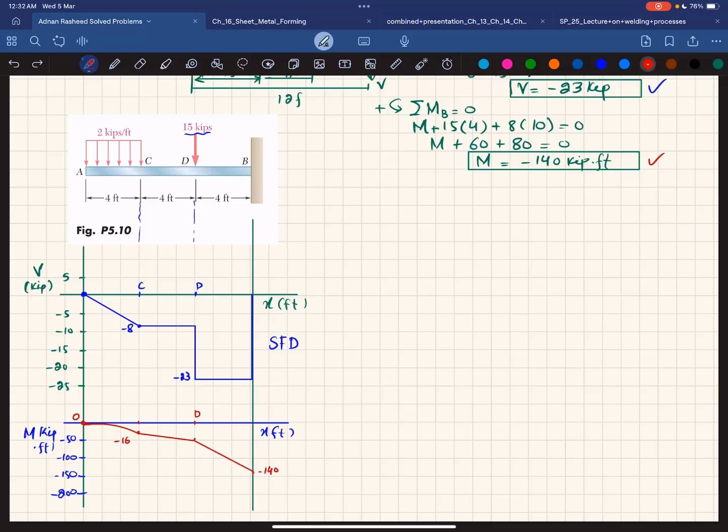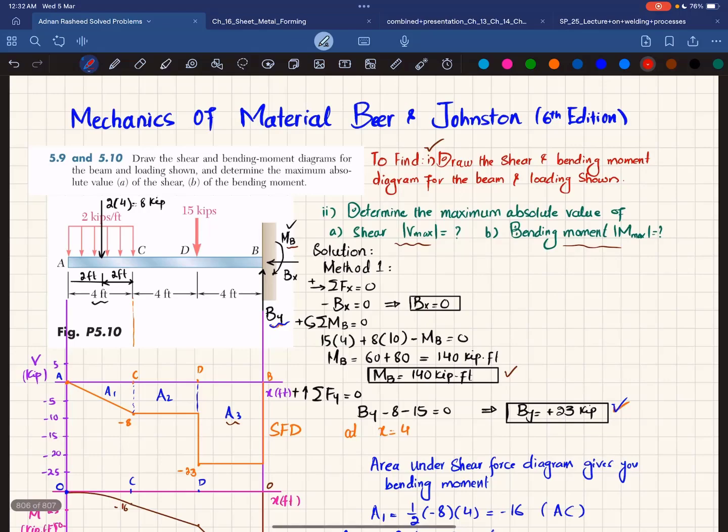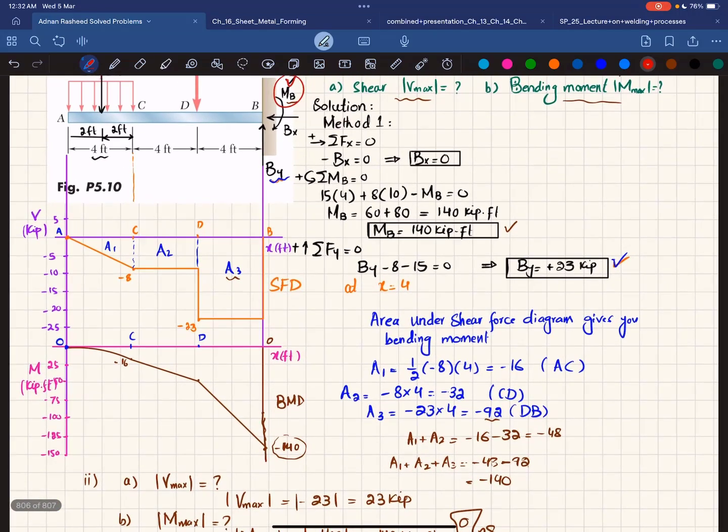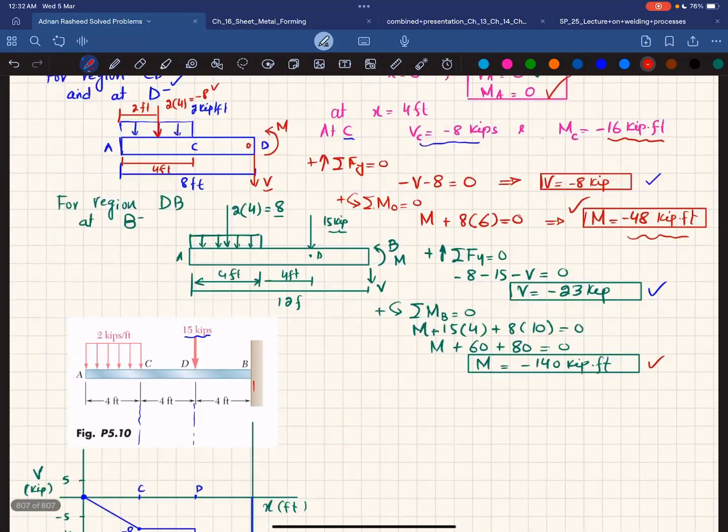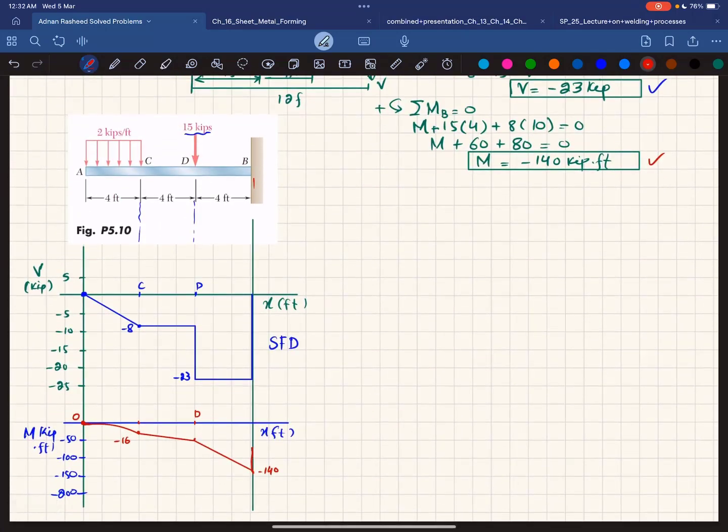slope decreasing. And at the end, when you find the reaction force, which we have found over here, you have checked that MB was how much? This is plus 140. So minus 140 plus 140 will bring it to 0. And this will be your BMD, bending moment diagram.